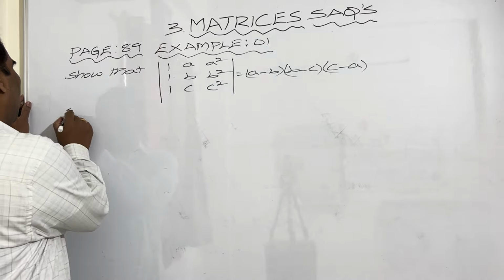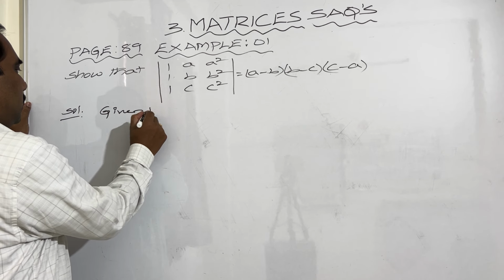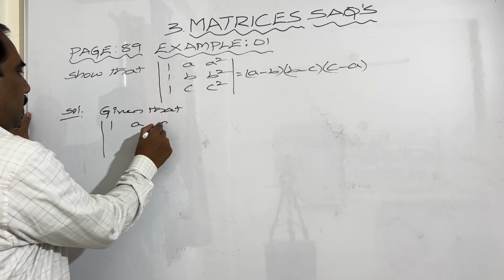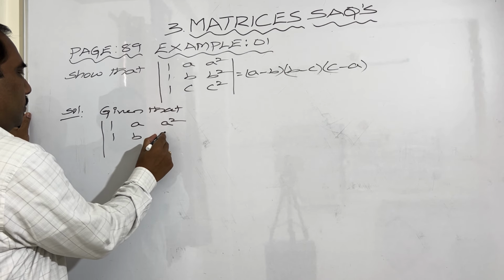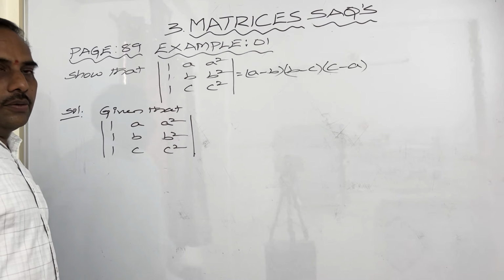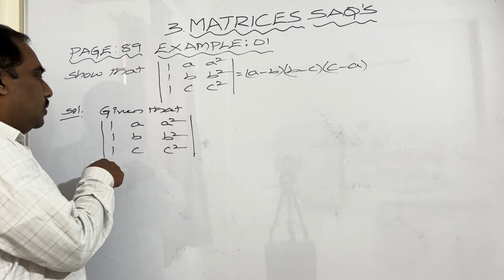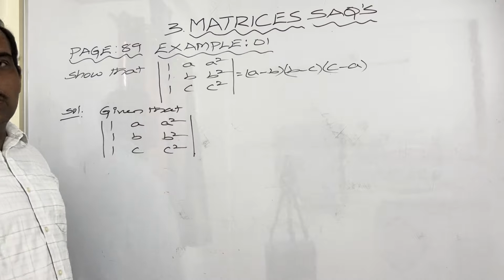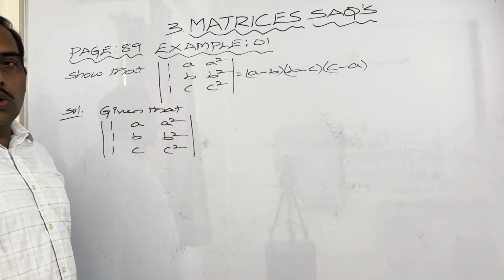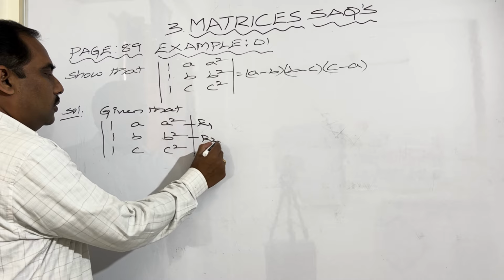Taking the given determinant here, 1, a, a square; 1, b, b square; 1, c, c square. See here, if you observe that the first column elements are all equal to 1, so now you can apply the row transformations. This is R1 here, and this is R2, and this is R3.